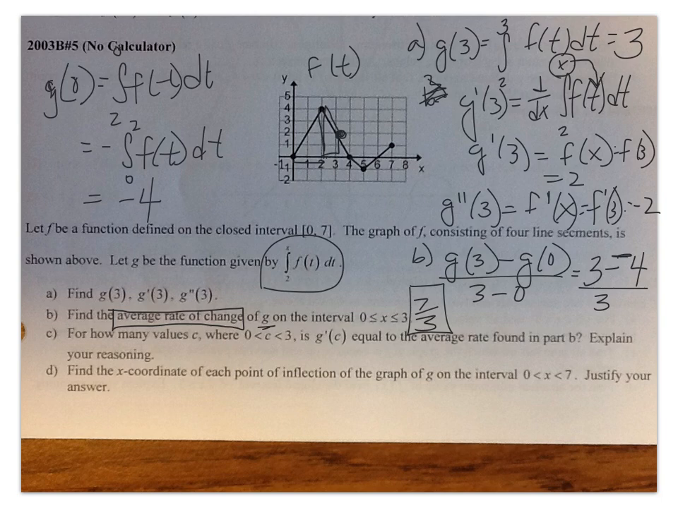Okay, that sounds like a mouthful, but it's actually not that hard. How many times between 0 and 3 is g prime of c? Now we just talked about what g prime of c or g prime of x was up in part A. Remember we figured out that g prime was the same thing as f of x? So g prime of c could say f of x.